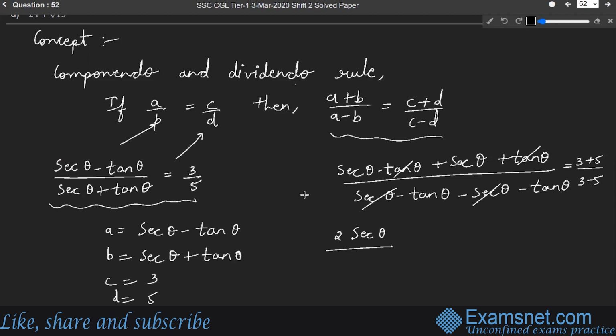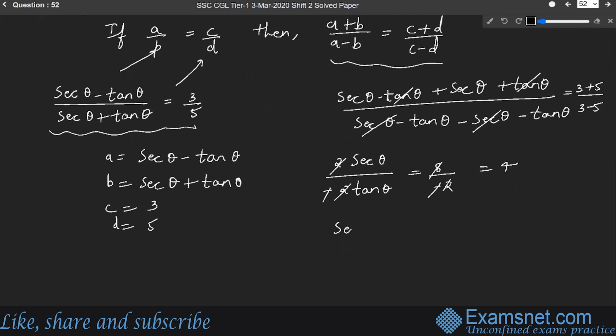Minus tan theta will be minus 2 tan theta. It will be equal to 3 plus 5 is 8, divided by 3 minus 5 is minus 2. Okay. This minus and minus will be cancelled. 2 and 2 will also be cancelled. And 8 by 2 is 4. Okay. So we have sec theta divided by tan theta is equal to 4.